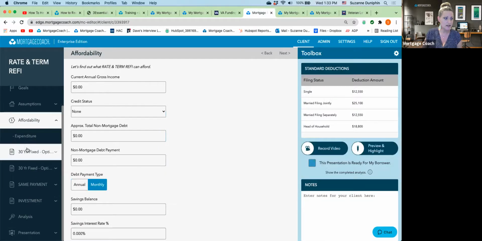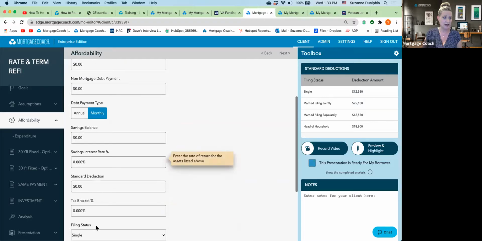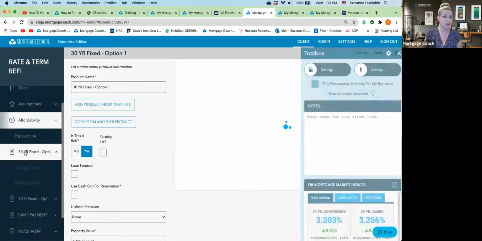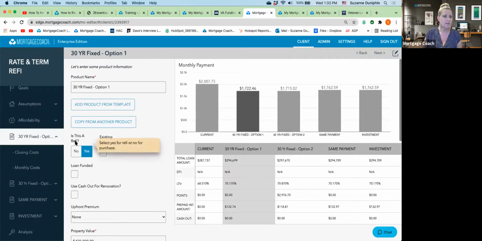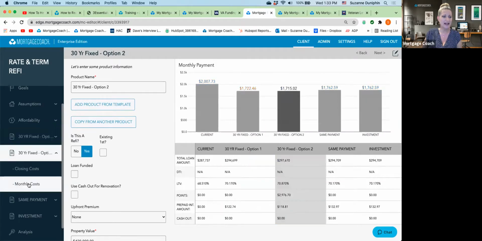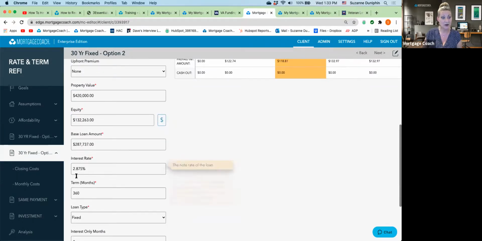Affordability: you could use this for their income or savings account if they have one. You could also use this for some tax benefit information. Let's hop down to the first product option. This is just simply marking it as a refi and reducing the interest rate. I have an option here where they might say, hey, I can get an even lower interest rate somewhere else, so let me see a lower interest rate. They may be able to get a lower interest rate, but they might not realize the amount of fees or points that come with that lower interest rate.